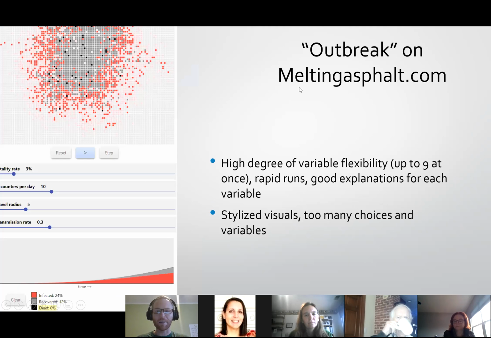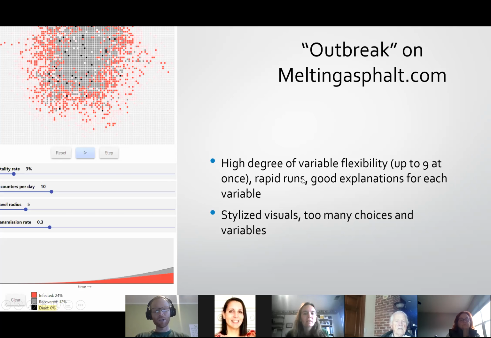And then we have Outbreak at meltingasphalt.com. This one was really cool. This was most people's favorite, not everybody's, but a lot of people's favorite. Just like the Washington Post, you scroll down and there is increasing complexity within the models. But the thing that this website had that the Washington Post did not was sliders. So they got to talk about what's the fatality rate, how many encounters per day, what's your travel radius, transmission rate, and then you could have these increasingly complex situations where you could provide the flexibility and the variables, and then it would show you what happens over time.